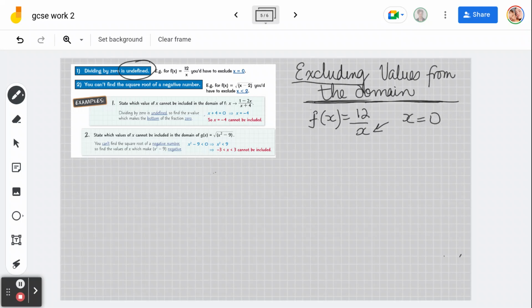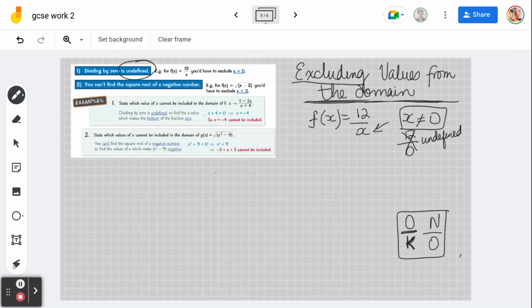So we're going to exclude that because remember, it's okay to divide 0 by a number, but it's not okay to divide a number by 0. That's a little check to help you remember. So we cannot have 12 divided by 0. That's undefined. So we need to exclude that, and that's what we're looking at here. X cannot equal 0. We need to exclude that.